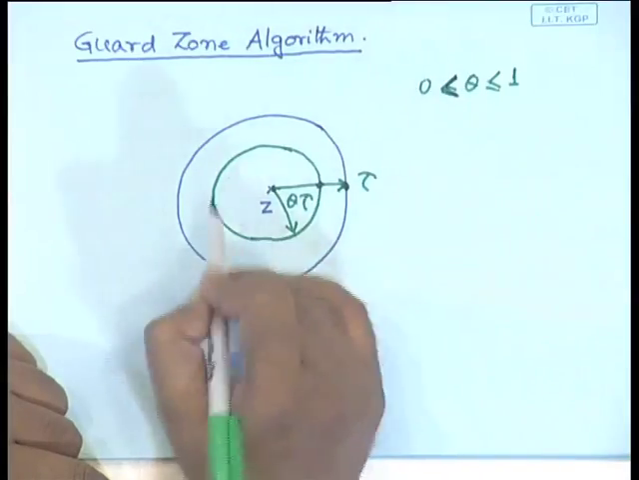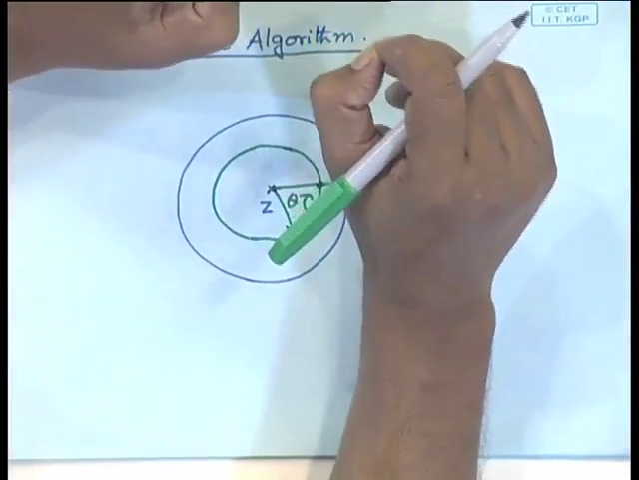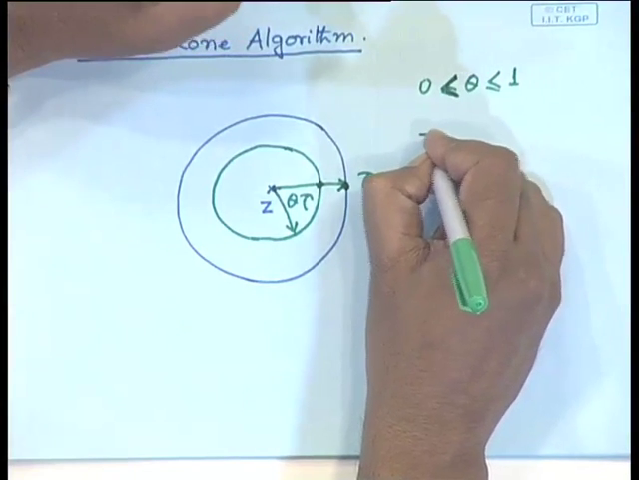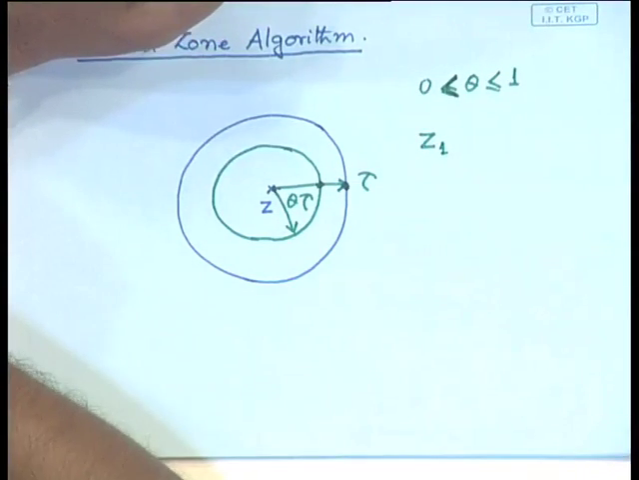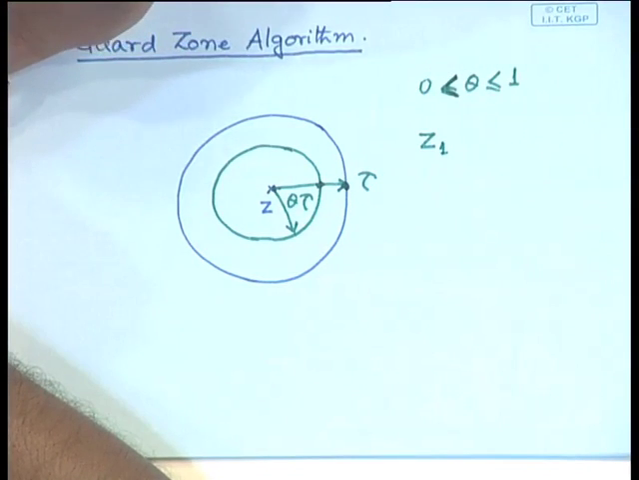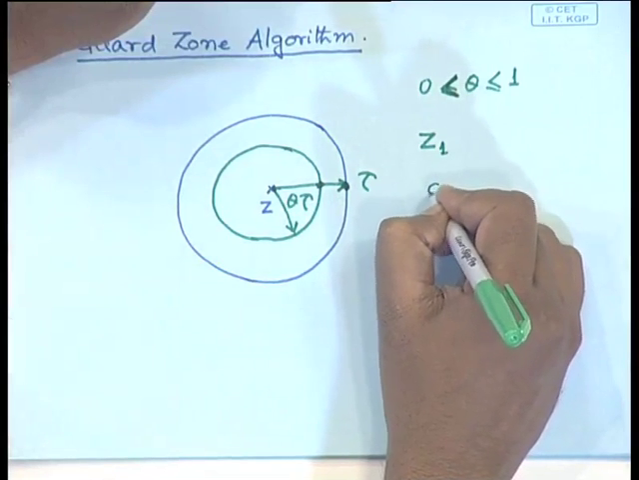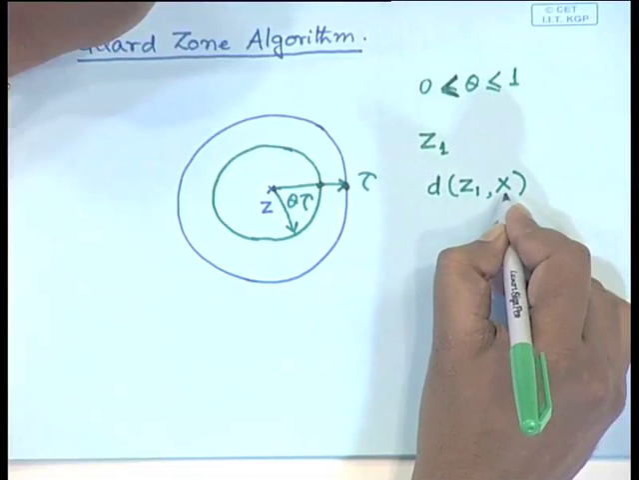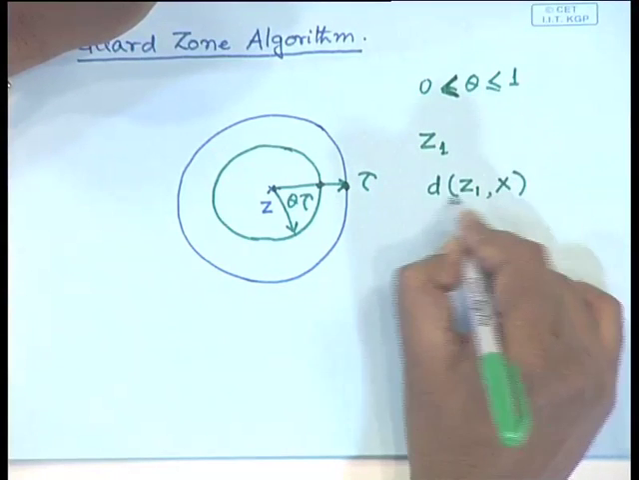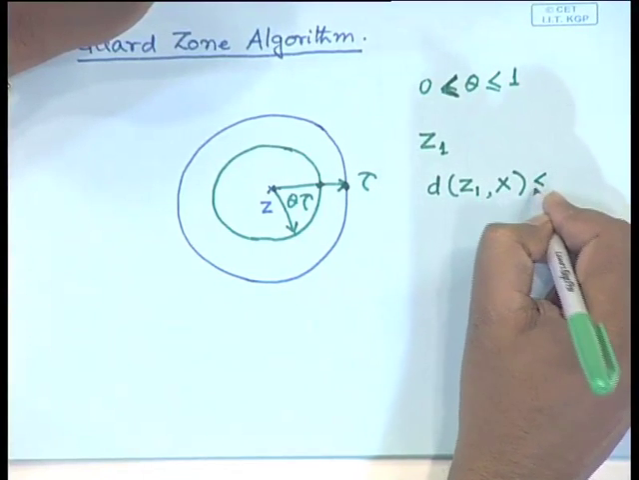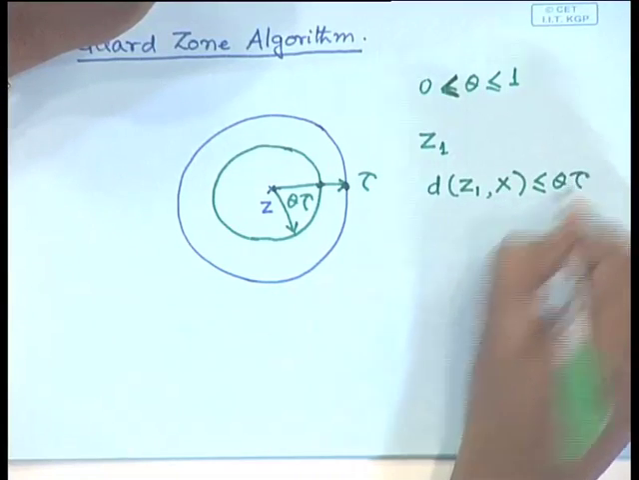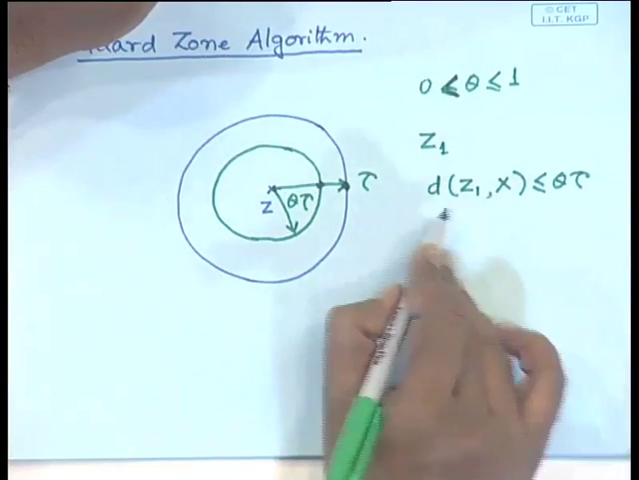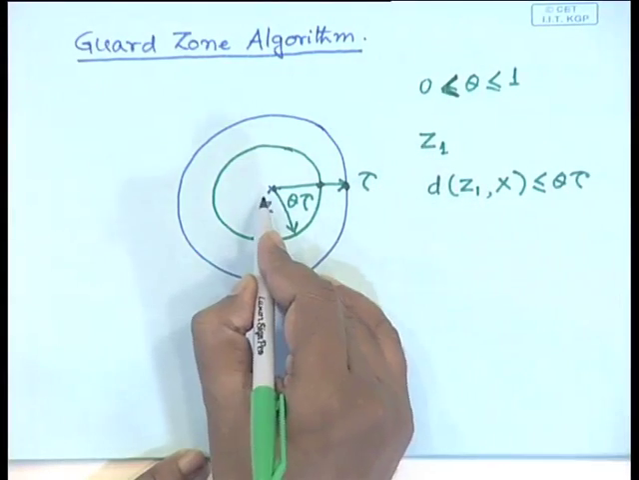Okay. So, the algorithm is like this. You take the first feature vector, consider that as your first cluster center Z1. Okay. Take the next feature vector, x, and find out the distance between x and this cluster center Z1. If this distance is less than or equal to theta times tau, put it into the same cluster.